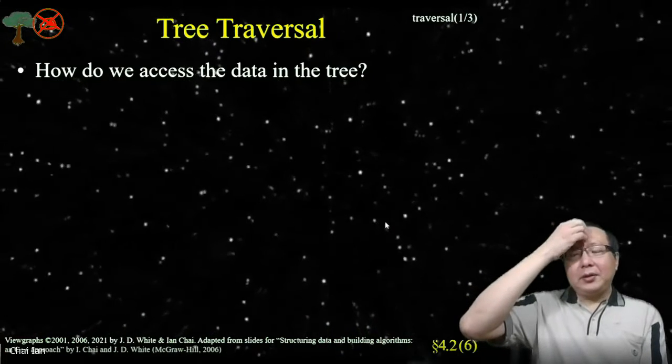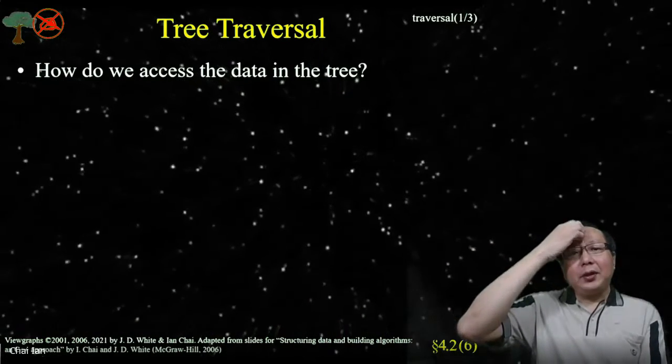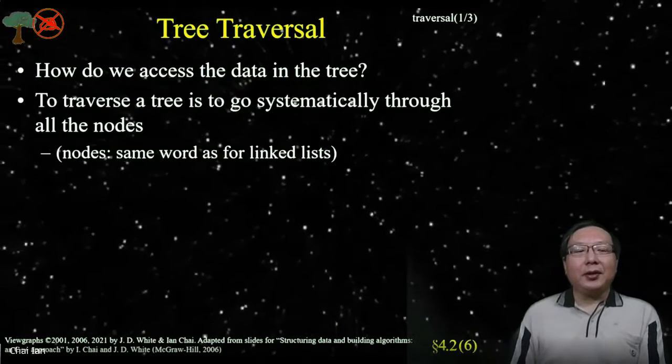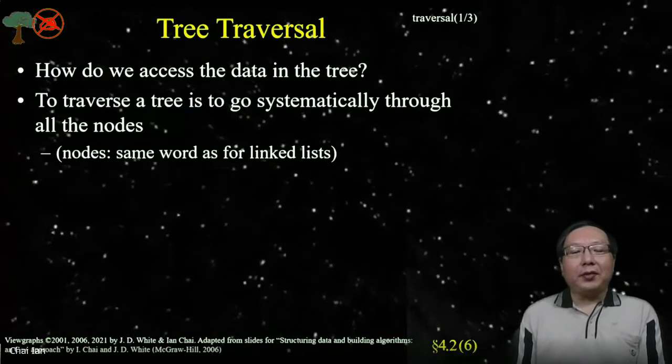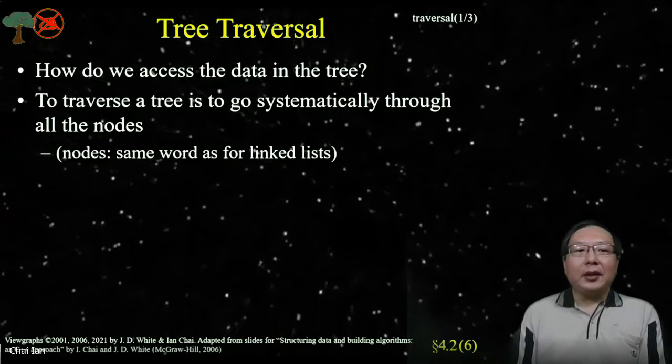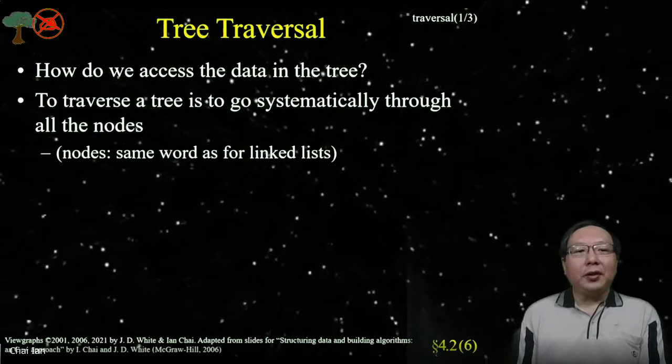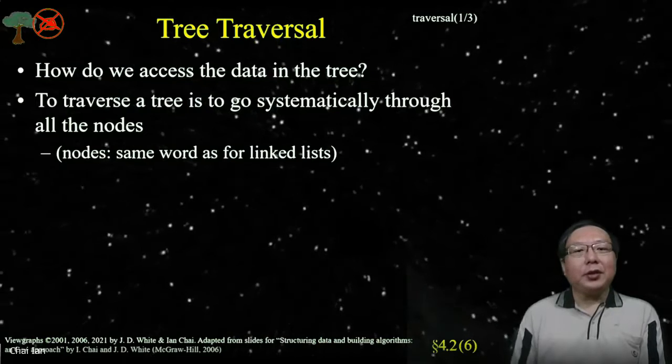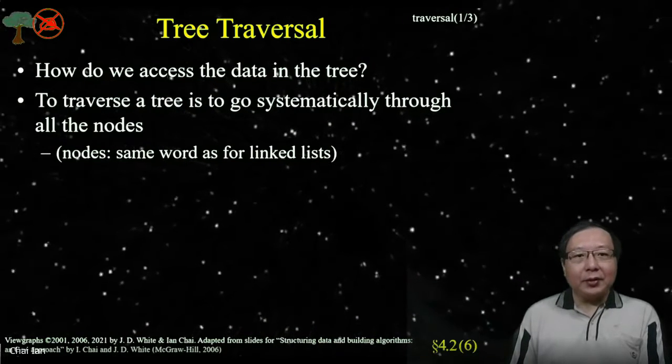Now, trees have a lot of things in them, so how do we systematically access all the things in the tree? This is called traversal. Okay, traversal means that we are going to go through all the nodes in a systematic way so that we do not miss anyone out.